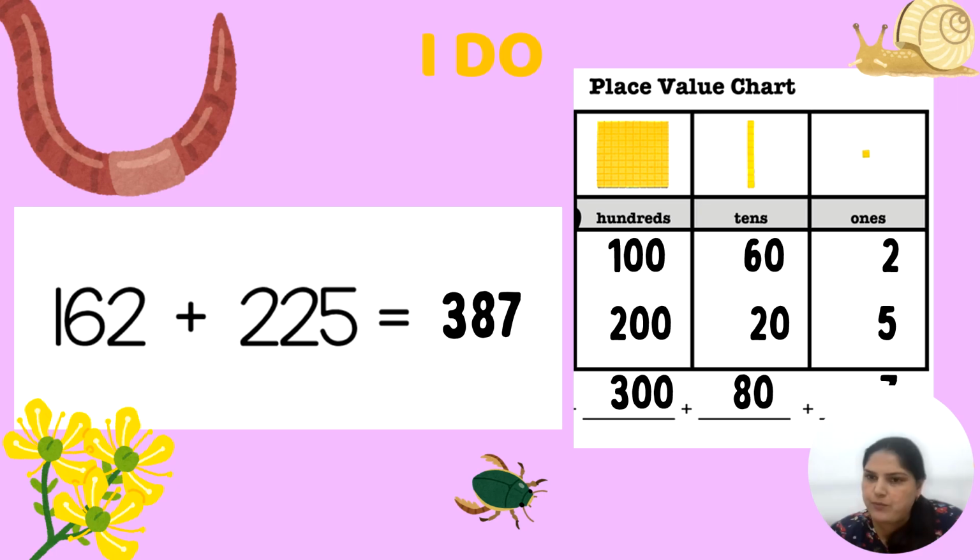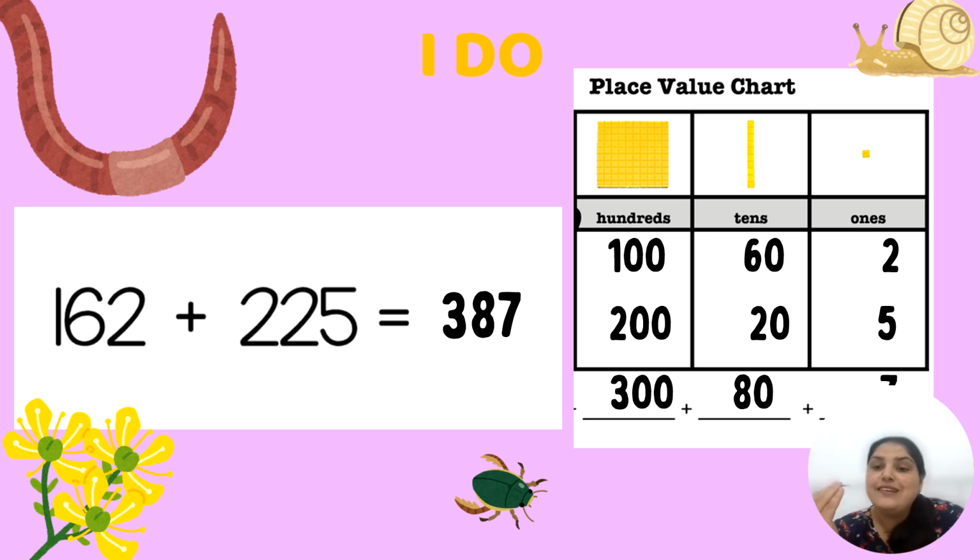You can use the whiteboard as well. You can use the PPT as well. So here I have taken one example, 162 plus 225 is equal to, and now I will explain it by using the place value chart. Okay, so we have taken hundreds, tens and ones, and then you can just explain the whole topic.